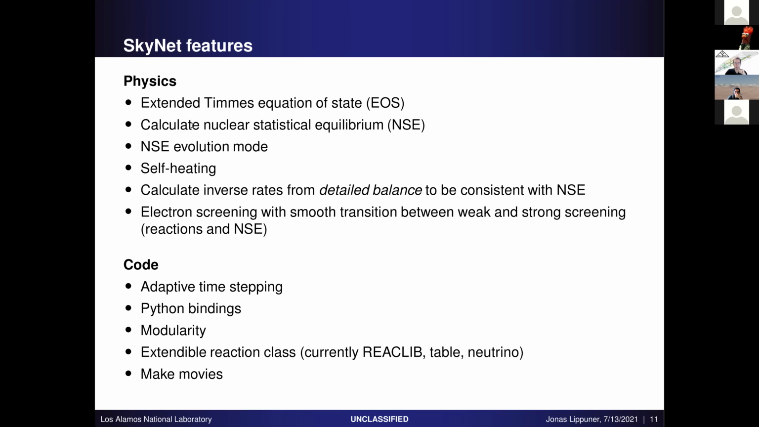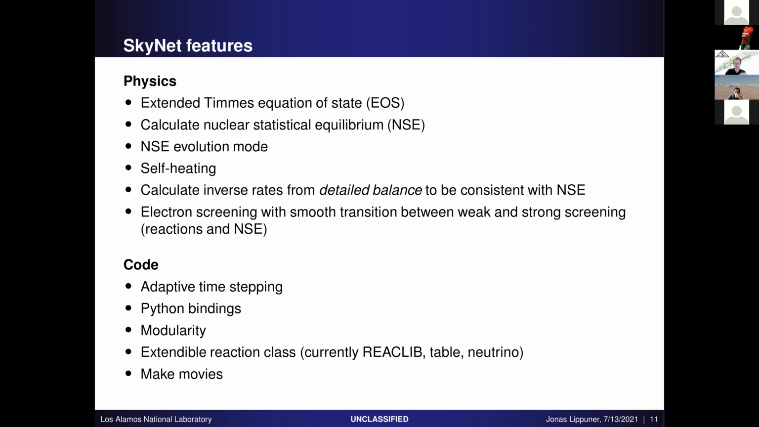Skynet can also calculate nuclear statistical equilibrium. So when the temperature goes usually above about 5 gigakelvin, then the reactions of taking a nucleus and completely disassembling it into individual neutrons and protons, and the reverse of assembling that nucleus, come into equilibrium. And so in that case, you can easily calculate what the distribution is, and Skynet has the capability of doing that.